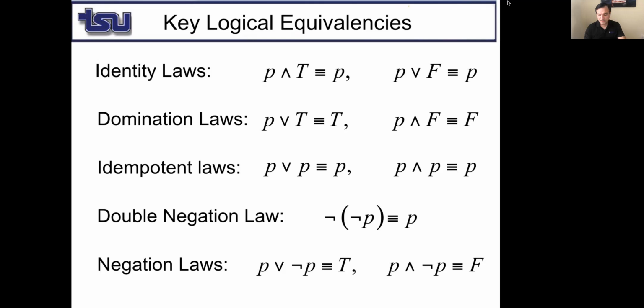Well, this says P or not P is always true. And that's obvious, right? If P is true, not P is false. True or false is true. If P is false, not P is true, and false or true is always true, okay? Similarly, if P is true, not P is false, true and false is false. If P is false, then not P is true, false and true is false. So that's always false. Get yourself familiar with this.